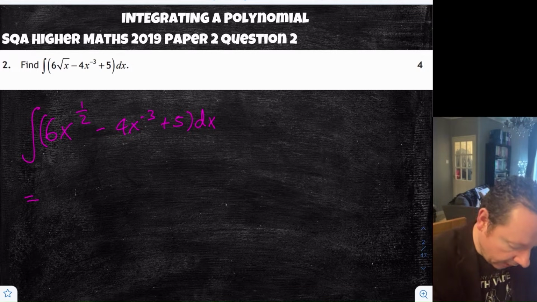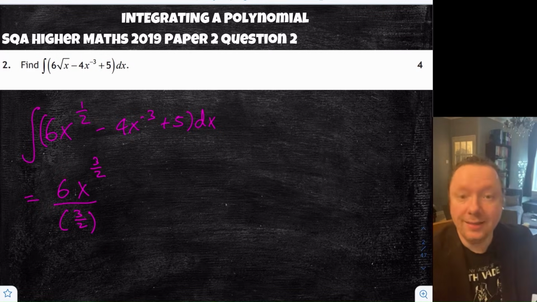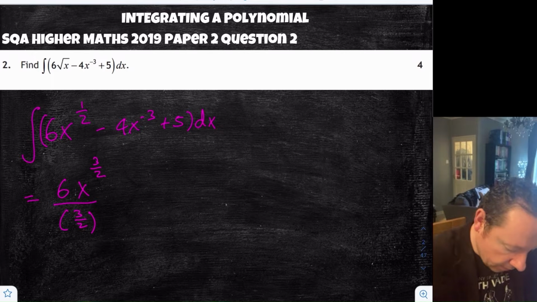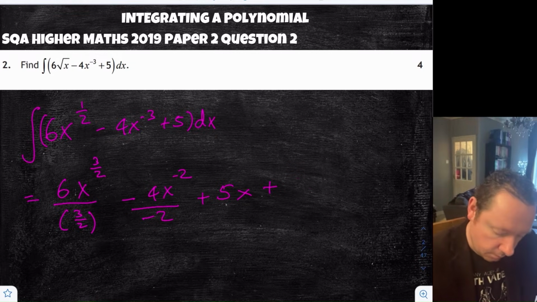So that gives me x to the 3 halves, still times 6, but that's divided by 3 halves. We'll deal with that later. And then minus 4x to the minus 2. Minus 3 add 1 is minus 2. So divide by minus 2. Then plus 5x. And then remember to add your c.